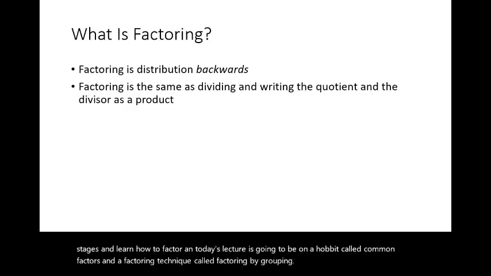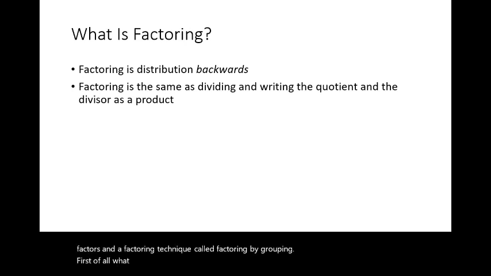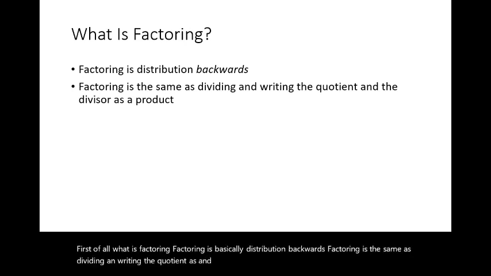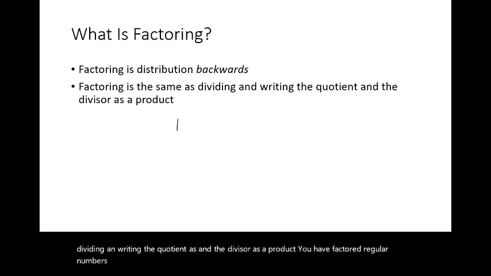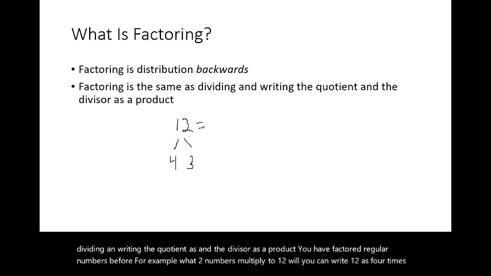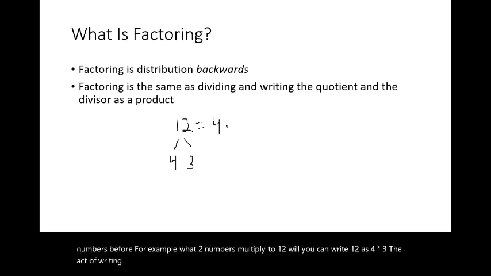So first of all, what is factoring? Factoring is basically distribution backwards. So factoring is the same as dividing and writing the quotient and the divisor as a product. You have factored regular numbers before. For example, what two numbers multiply to 12? Well, you can write 12 as 4 times 3. The act of writing 12 as 4 times 3 is called factoring.